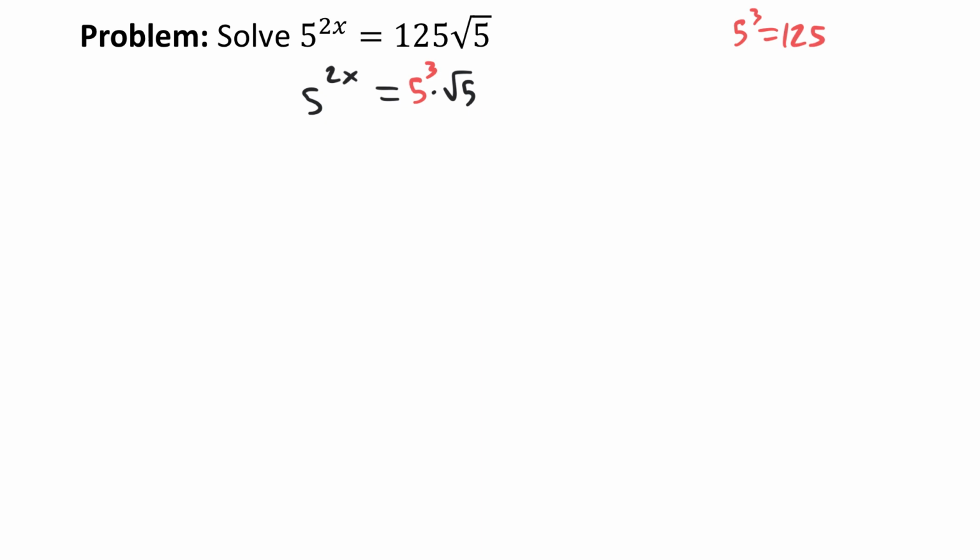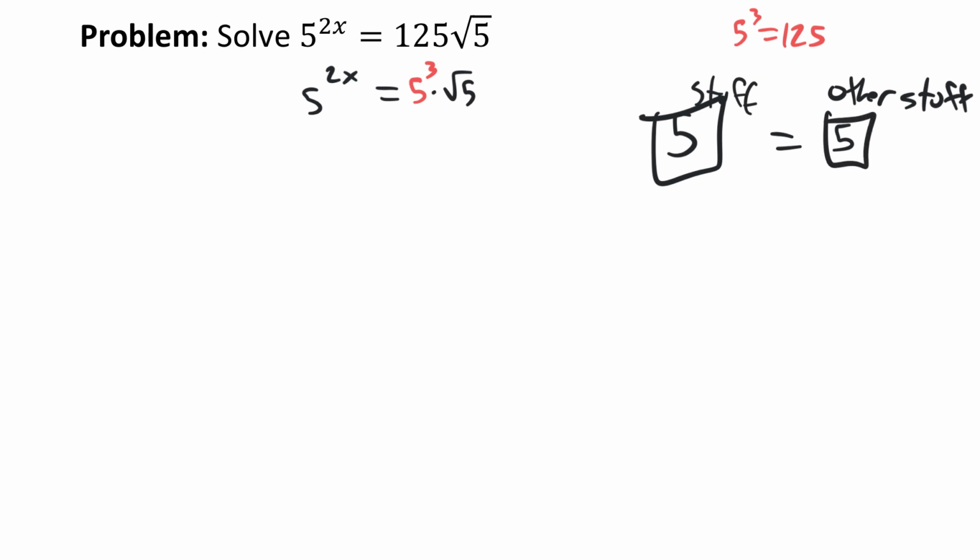It has to be exactly like 5 to the stuff equals 5 to some other stuff. That's the only way you can drop the base. If you have things here, things divided, it's not okay. It has to be just a 5. And so this root of 5 is messing it up. We need to find a way to take that root 5 and combine it with the 5 cubed. But again, those exponents to the rescue. Root 5 is the same as 5 to the 1/2.